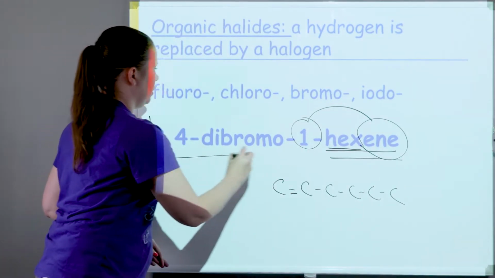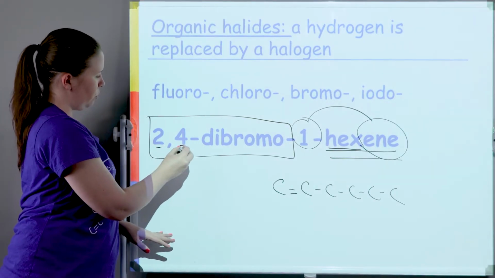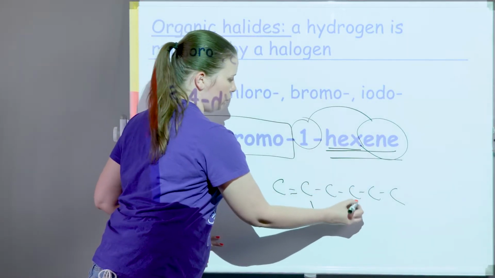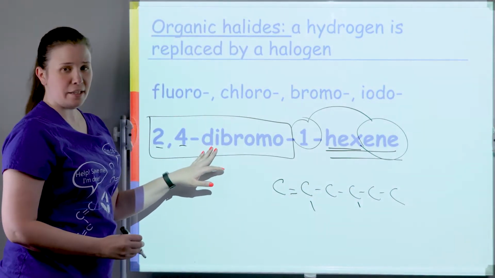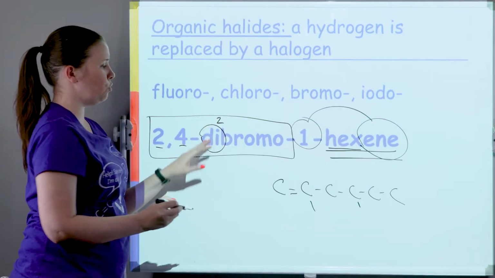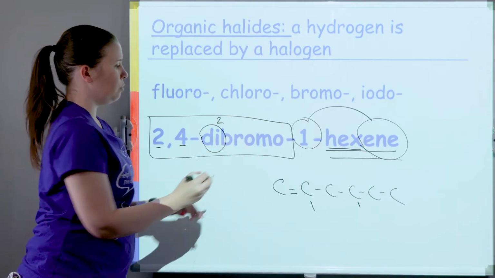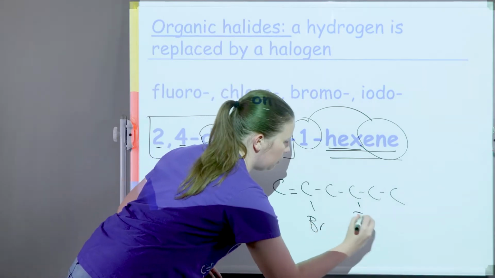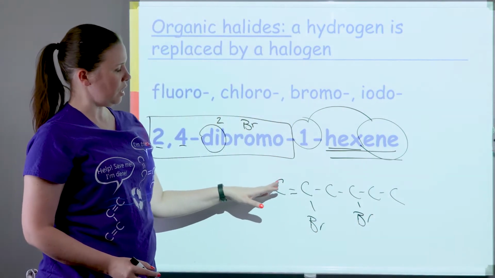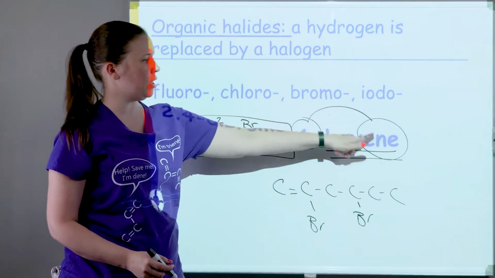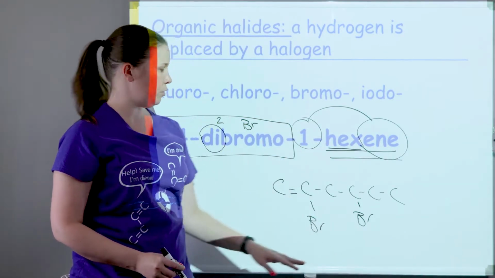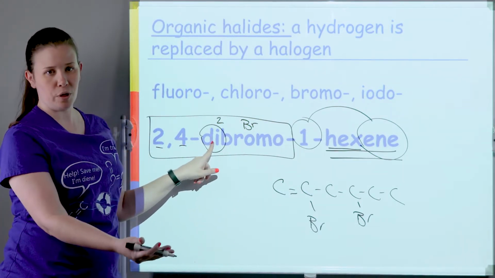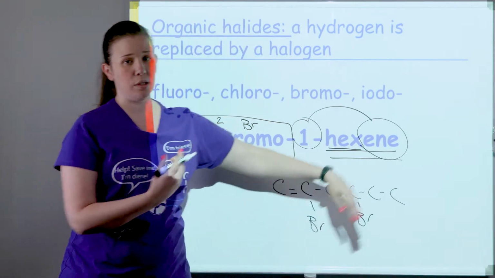Now I want to look at my attachments here. I see 2 locators, 2 and 4, so I know I'm going to have an attachment on the second carbon and my 4th carbon. Di, as you've seen before, means that we're going to have 2 of whatever it's attached to. And the bromo means that we're attaching bromine, so Br for each one. I have the double bond between the first and the second, because it was 1-ene. And I have 2 separate bromines attached to 2 separate locations. Remember, this just means 2 in the total molecule, and it gives those 2 locations. So it's only 1 bromine on each.